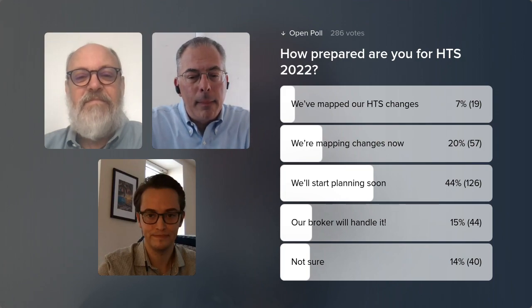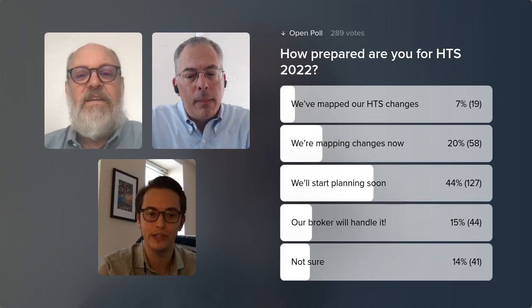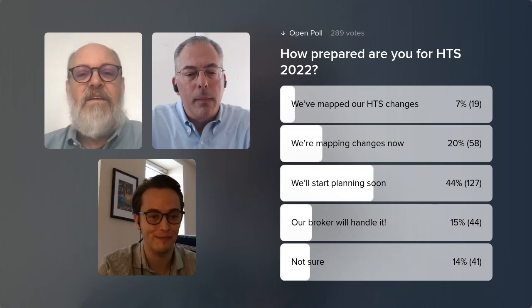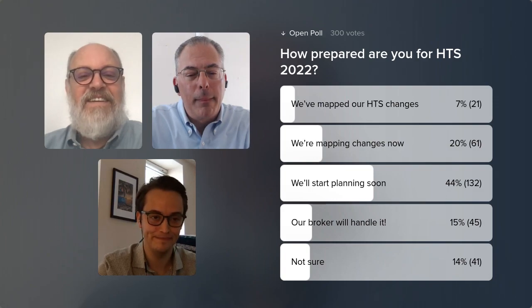Yeah, so it looks like a clear majority there at 44%. Start planning soon. Got just about 300 votes, and then also a fairly even distribution among the other four. Although the minority one I am noticing is saying that we're all set. We've mapped our changes, so looks like I get a few phone calls in the coming weeks.